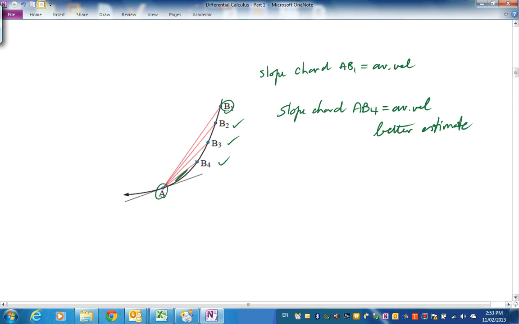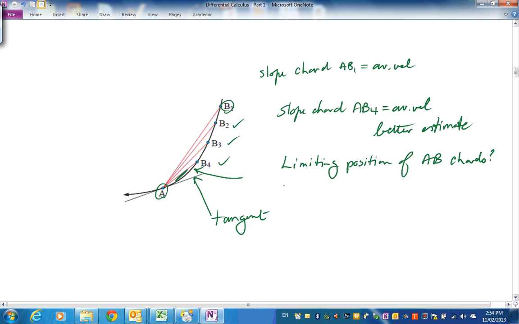Because it's closer to the behaviour of the body there. See, there's not much of a gap between that straight line behaviour and the actual displacement time curve. He said, though, what is the limiting position? Limiting position as you get closer. Limiting position of the AB chords. What's the limiting position? He said, well, the absolute limit of this is the tangent. That's the limiting position. So that equals tangency.